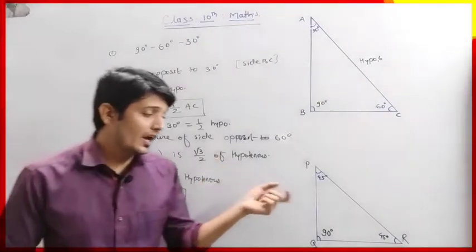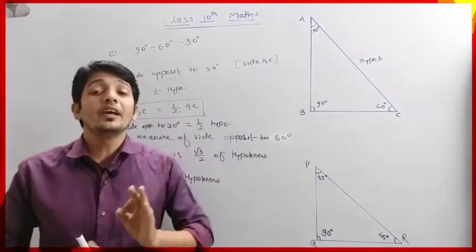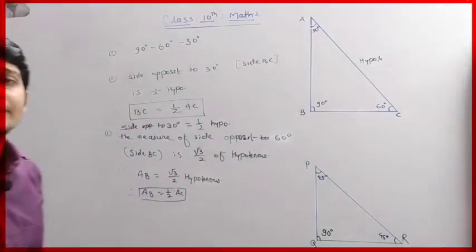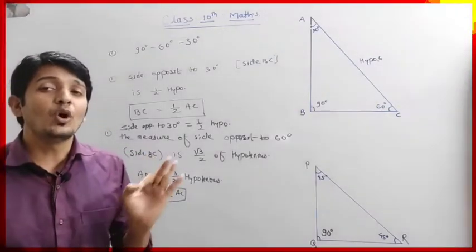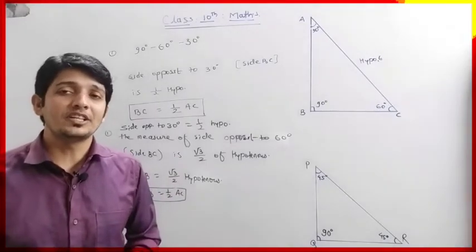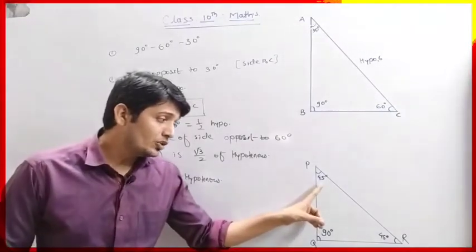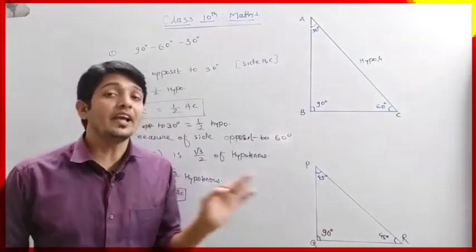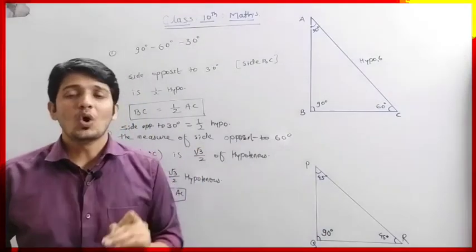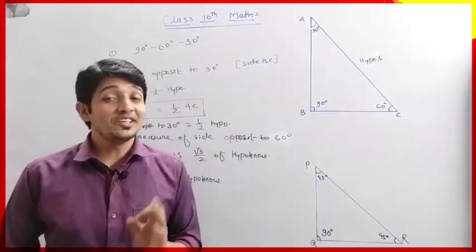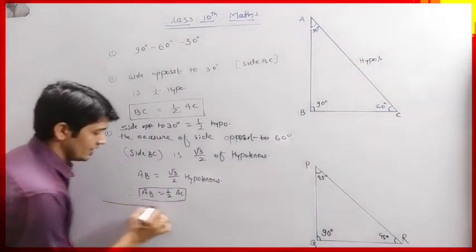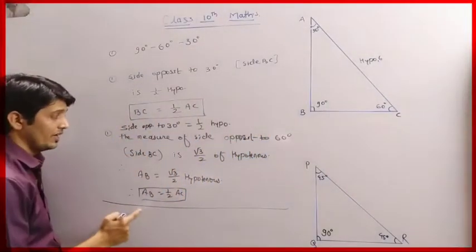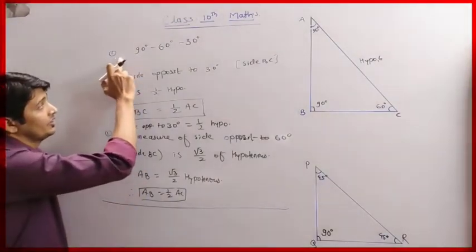Okay, so the side opposite to 45 degree is 1 by root 2 of the hypotenuse. See, the side opposite to 45 degree is 1 by root 2 of the hypotenuse. Okay, so it is quite easy. So we have to write, see, this is for this triangle. Okay, now we are writing for the second one.